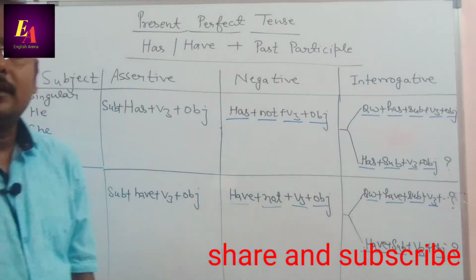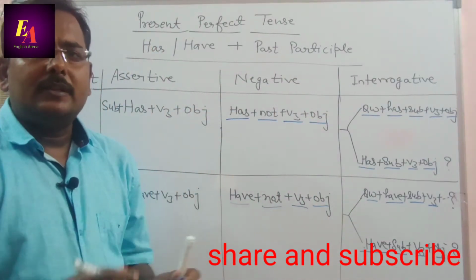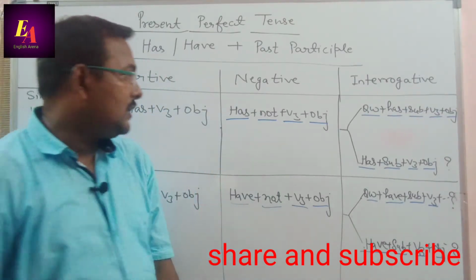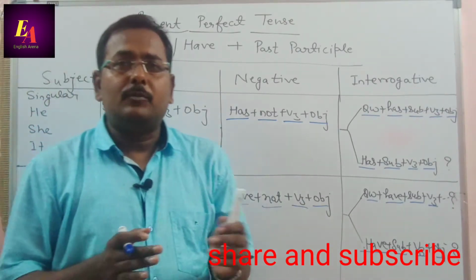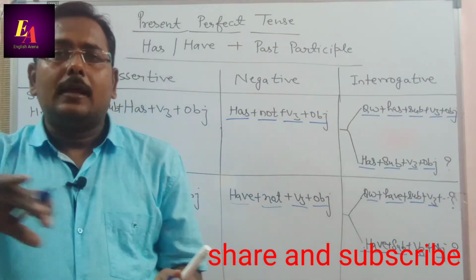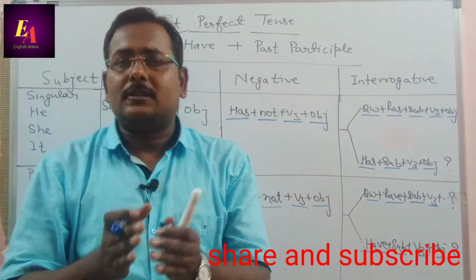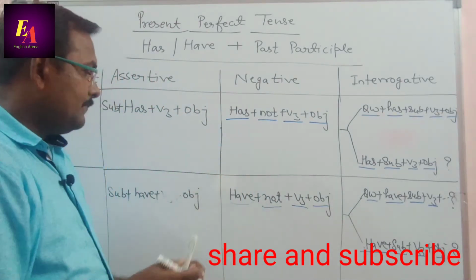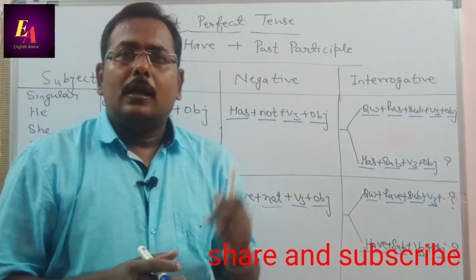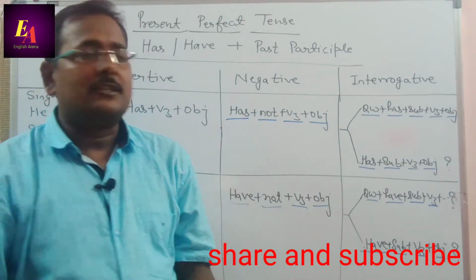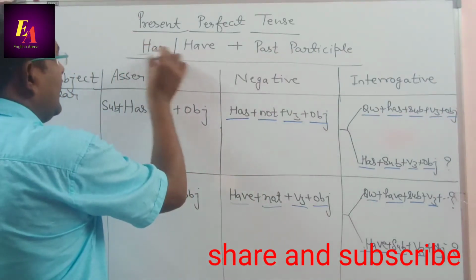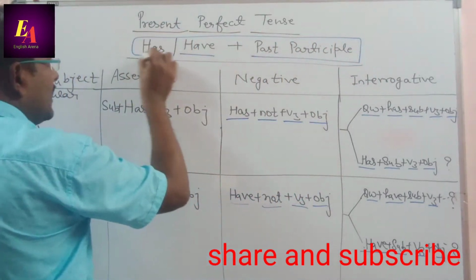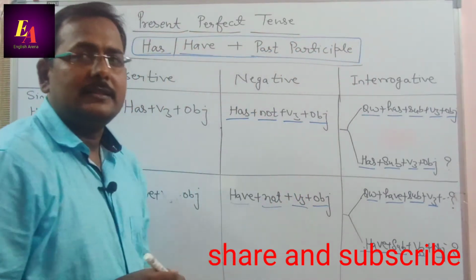So friends, it's clear that with singular subject we can use has with past participle, it means V3, and with plural subject we can use have with past participle. The whole structure is completely like this: has and have with past participle. Here you can see has, have plus past participle.